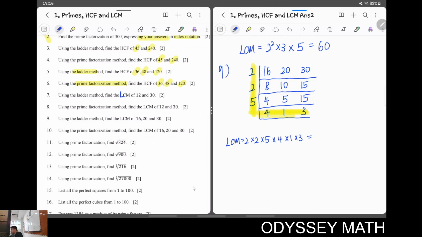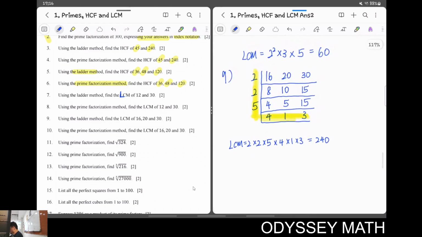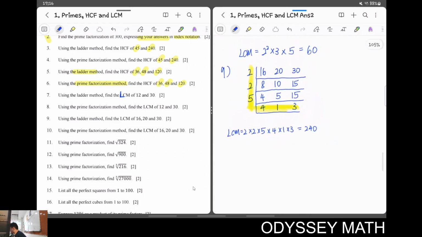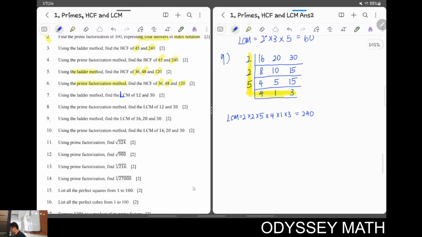Okay, so that will give you 240. So that is for question number 9 over here. LCM is equals to 240. Now for question number 10, okay, please remember for LCM, you have to be very careful, okay? Yeah, so you can put a star on question number 9.